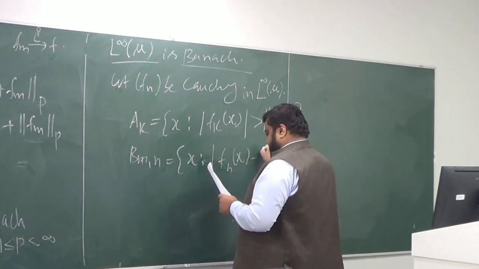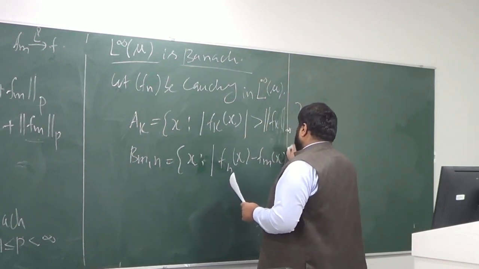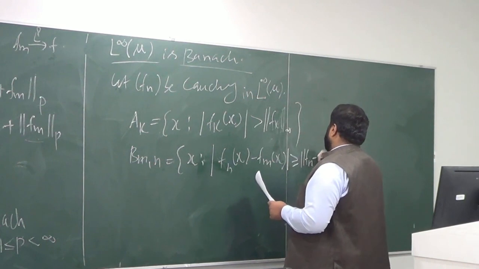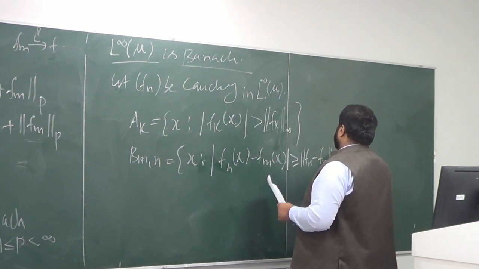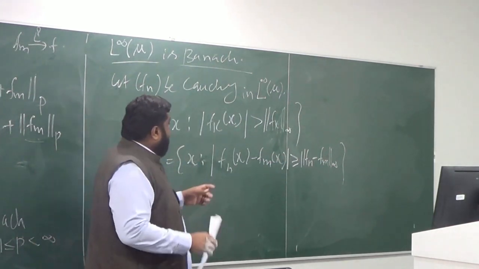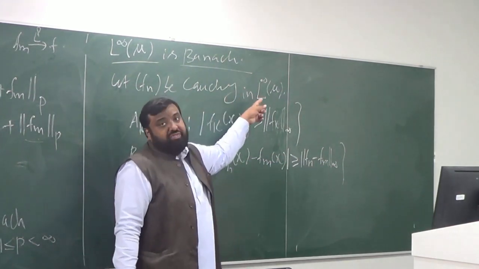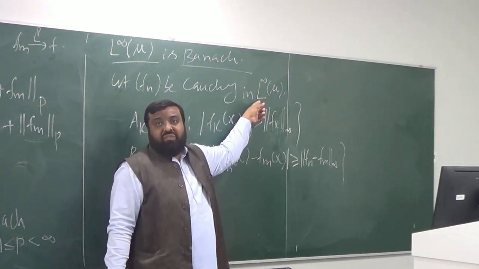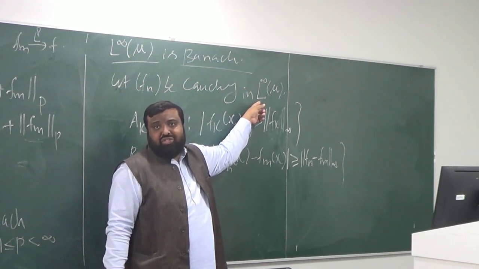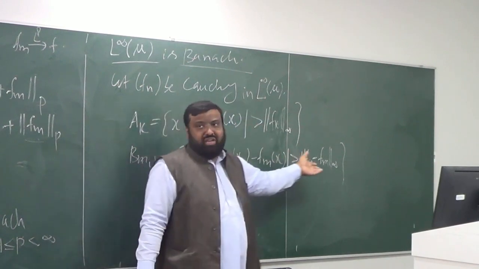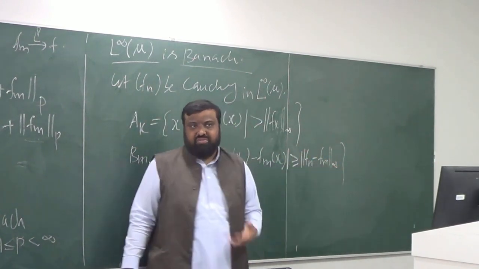Fn of x minus Fm of x is bigger than or equal to the L infinity norm of Fn minus Fm. Why would this be the case? You can think about it. If you take Fn and Fm from L infinity, and L infinity is a vector space itself, then this difference is also an element in L infinity. So the difference has to also satisfy this condition. It's pretty simple.